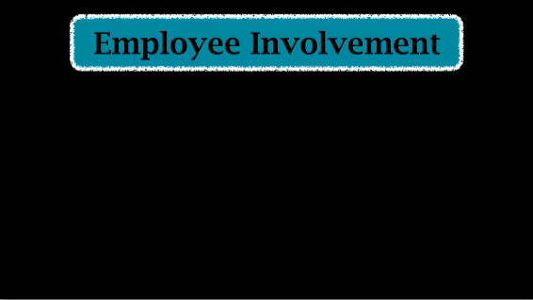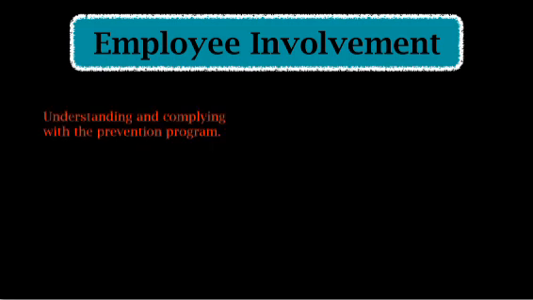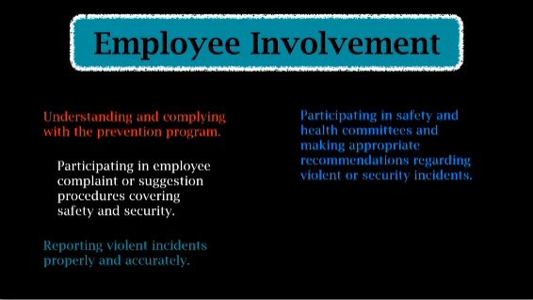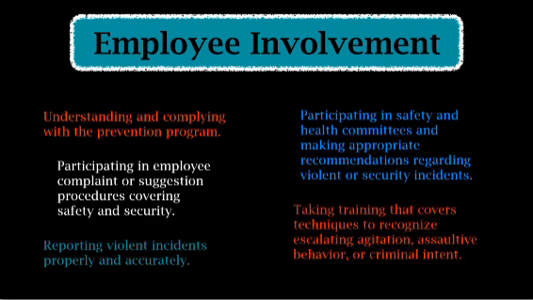Employee involvement. The success of a workplace violence prevention program is equally dependent on employees. Employee involvement would include understanding and complying with the prevention program, participating in employee complaint or suggestion procedures covering safety and security, reporting violent incidents properly and accurately, participating in safety and health committees and making appropriate recommendations regarding violent or security incidents. Take training that covers techniques to recognize escalating agitation, assaultive behavior, or criminal intent.